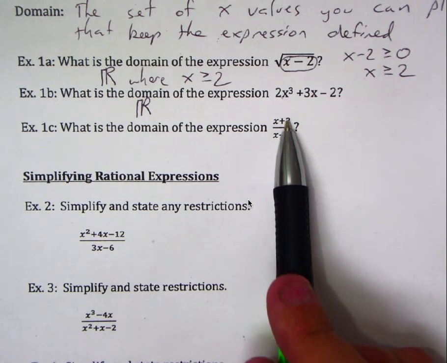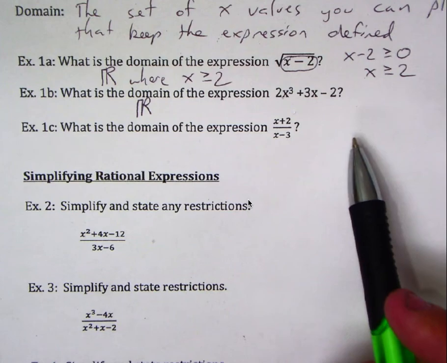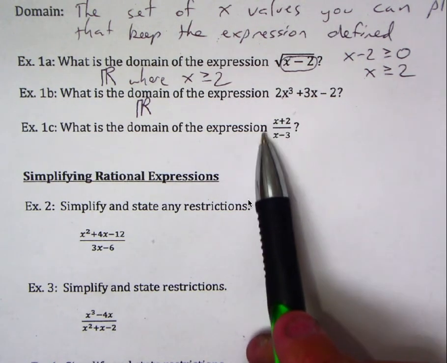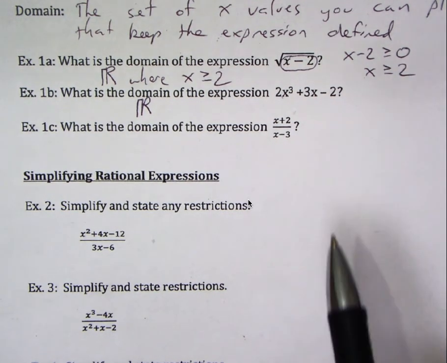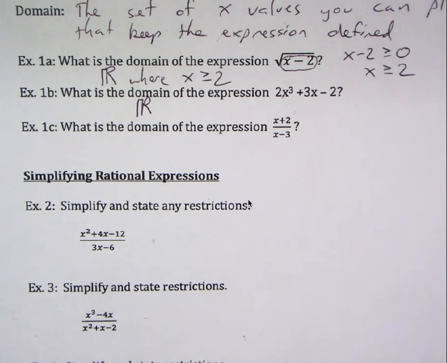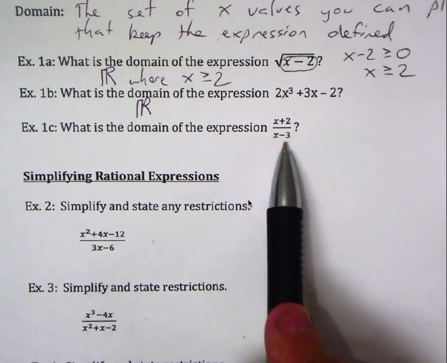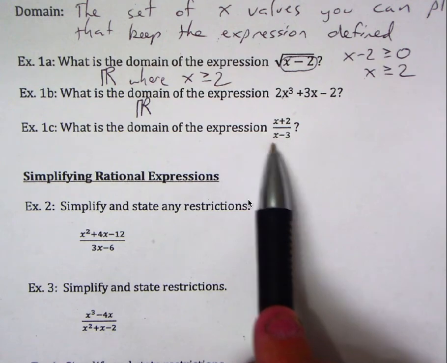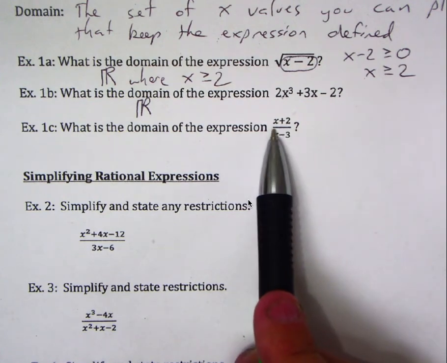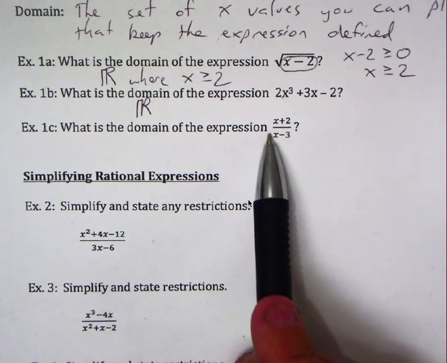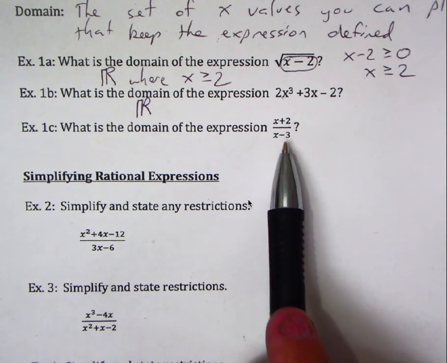And so I get 2 over negative 3. I get a number. Think about the only thing you're not allowed to plug in for x. What can't you divide by? Well, you can't divide by 0. So you have to think to yourself, what would make this denominator 0? Whatever makes this denominator 0 is excluded from the domain. That's what x can't be.